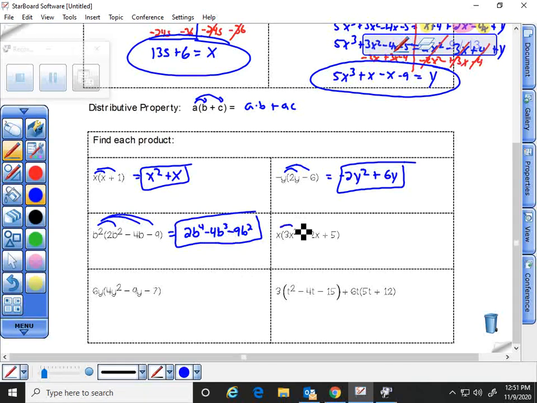This one here, distribute the x throughout, so it's going to be x times 3x squared, which is going to be 3x to the third. X times a minus 2x is a minus 2x squared. And x times a 5 is a plus 5x.